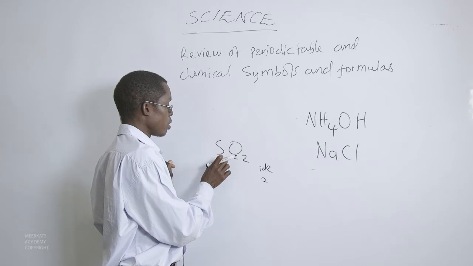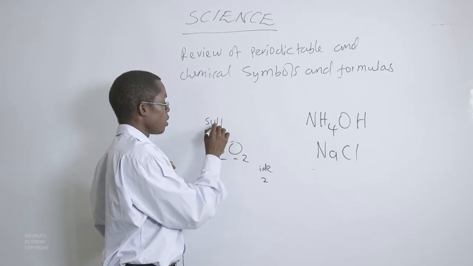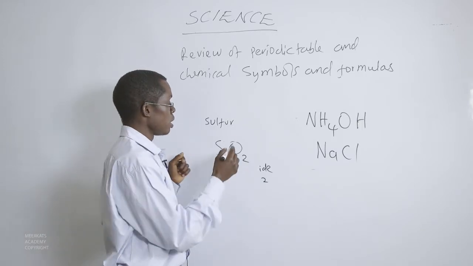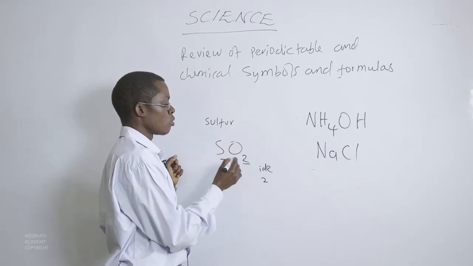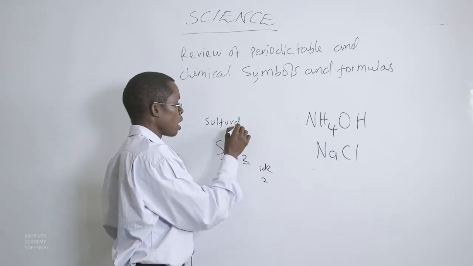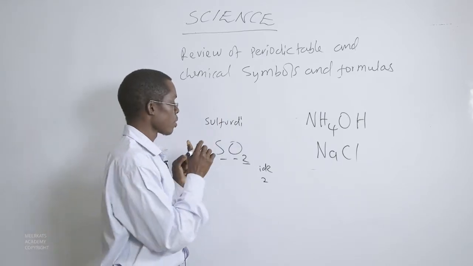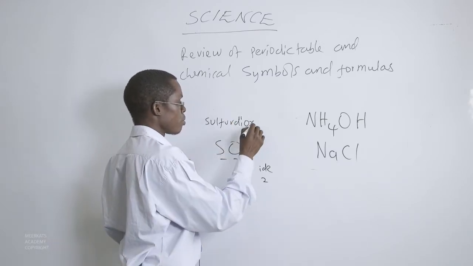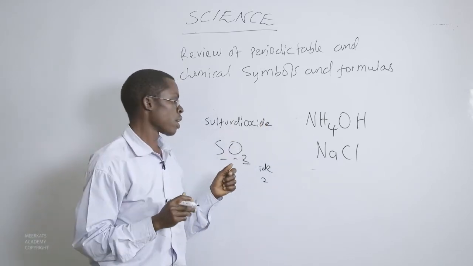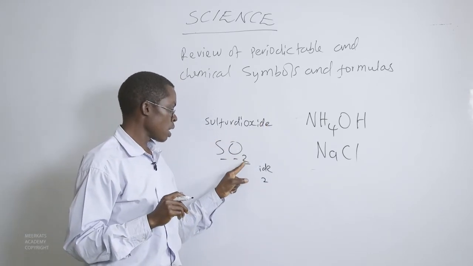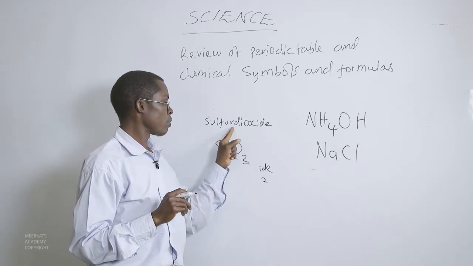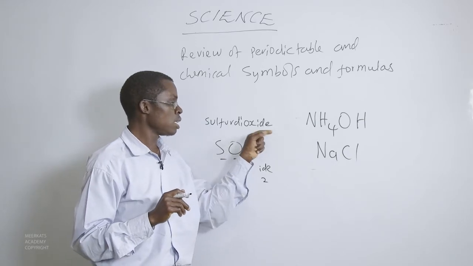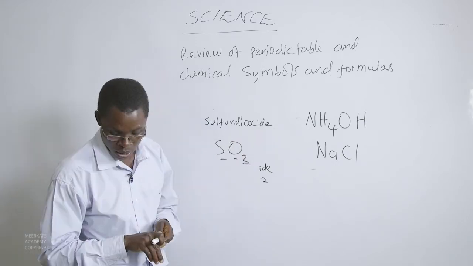The name for the first element is sulfur. The second one is oxygen. We don't take the whole oxygen, but remember there are two of them, so we have to put in how many they are first. That is di. From oxygen, we take ox, then we fill up with the IDE, giving us the name sulfur dioxide. That is the rule: sulfur dioxide.